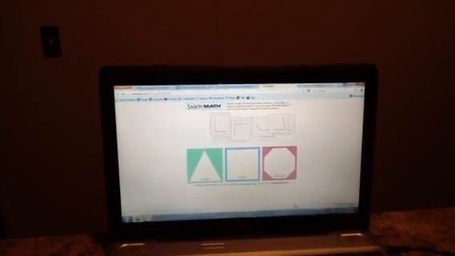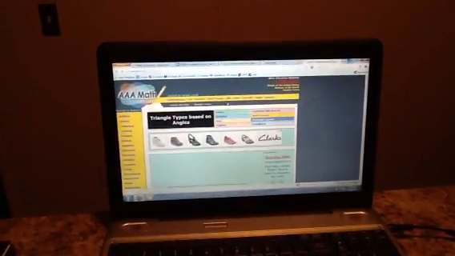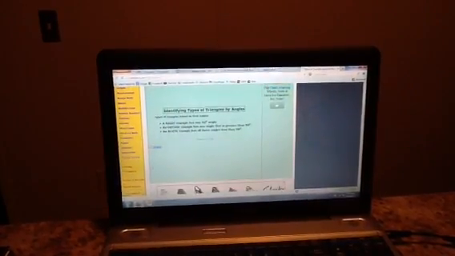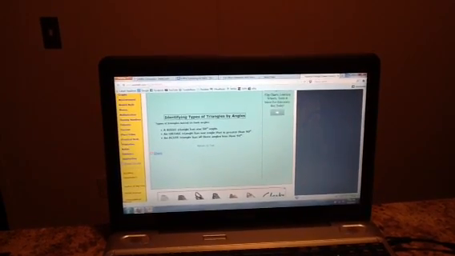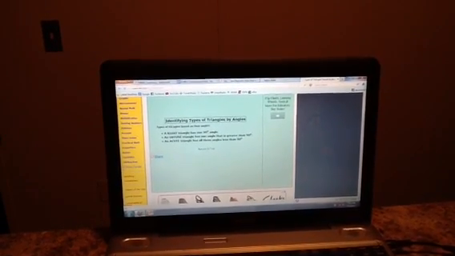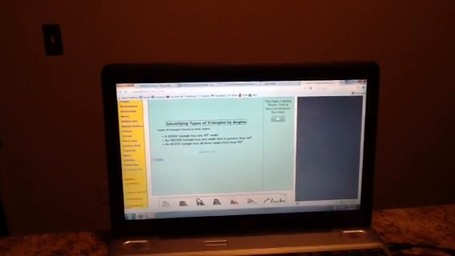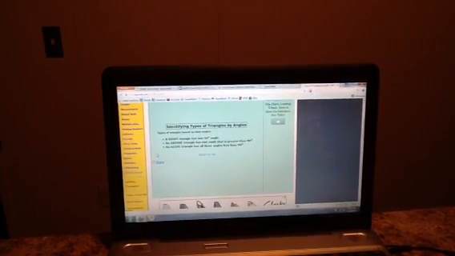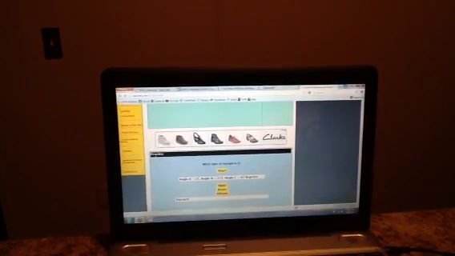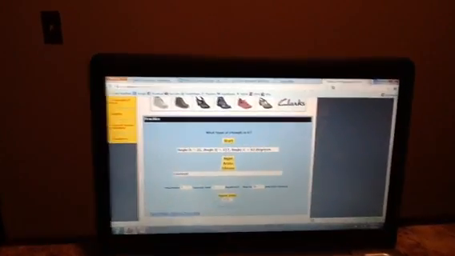Now here's the real good game I like. The reason I like it is because there are no pictures. It gives you some prior information, but this is what they have learned. We've talked about what a right angle, an obtuse triangle, and a right triangle are. We've talked about all that. But down here is the game, and it's really, really good.